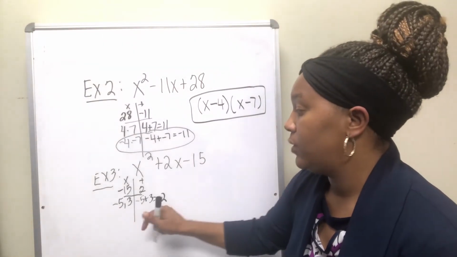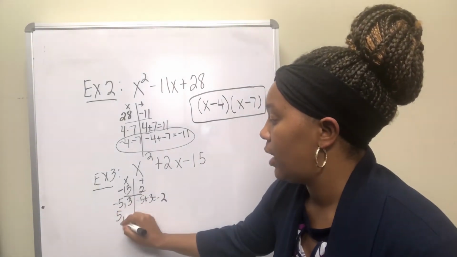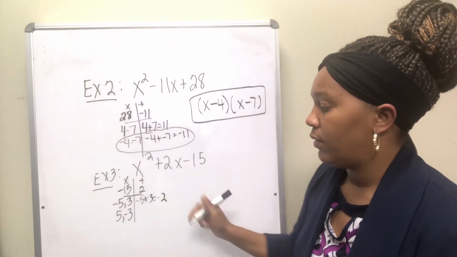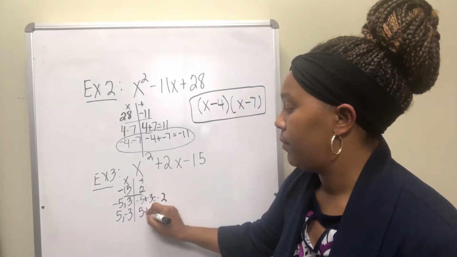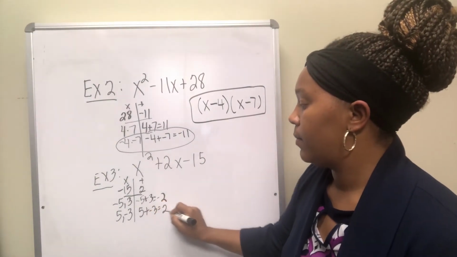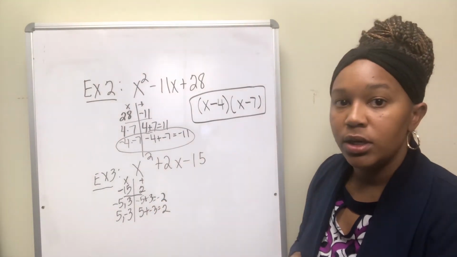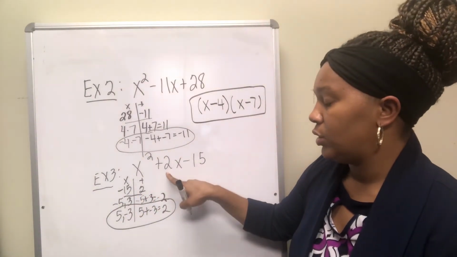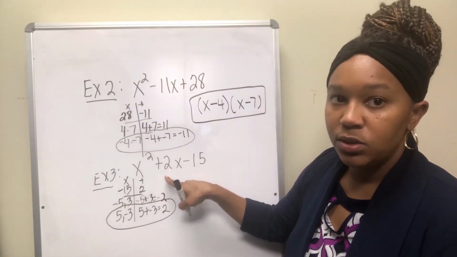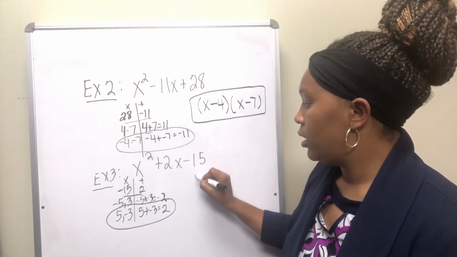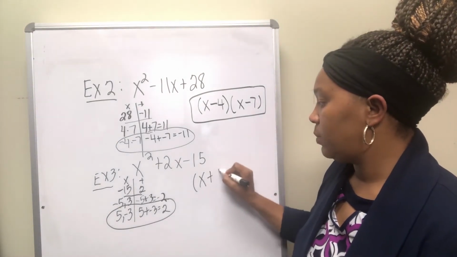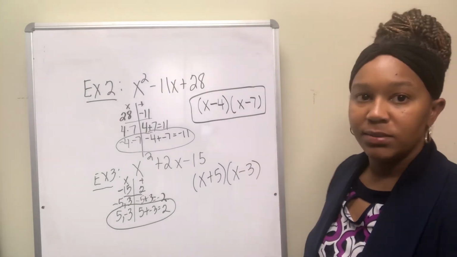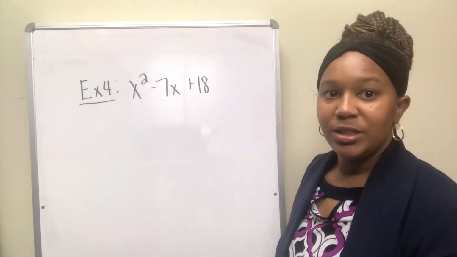I need a positive 2, so I'm going to switch the signs. Make the 5 positive and the 3 negative, and then add those together. 5 plus a negative 3, you get a positive 2. That's what I want. Those are my desired factors because they give me the positive 2, which is the middle term. So this will factor into x plus 5 times x minus 3.